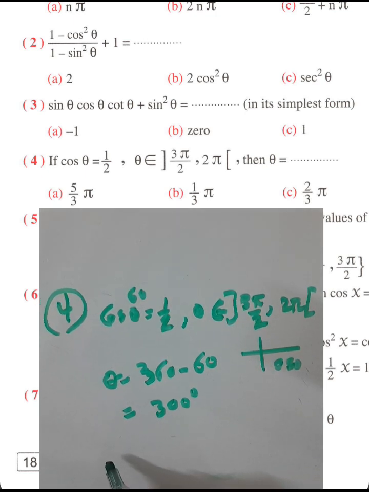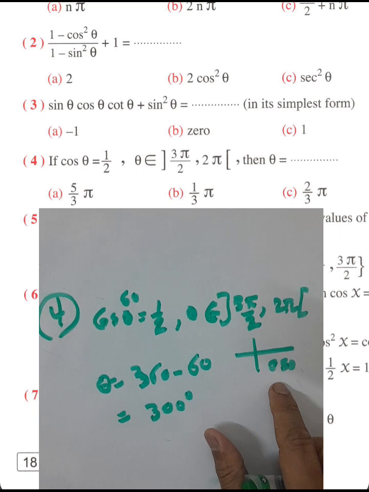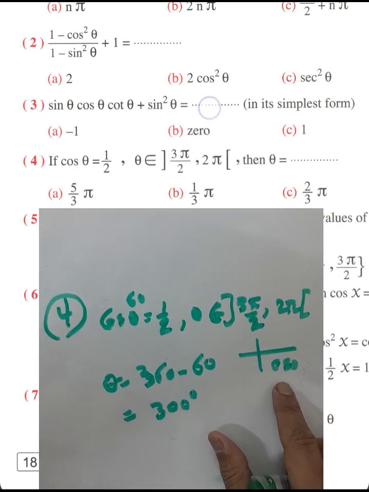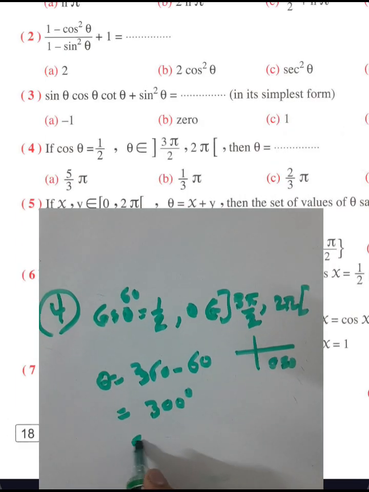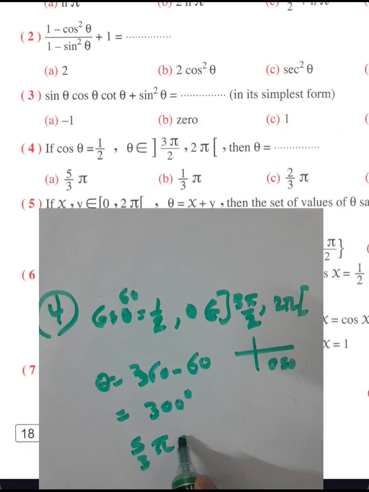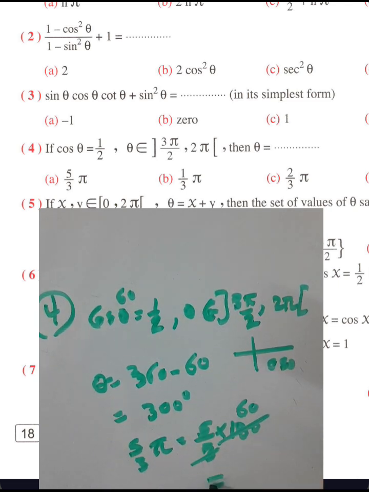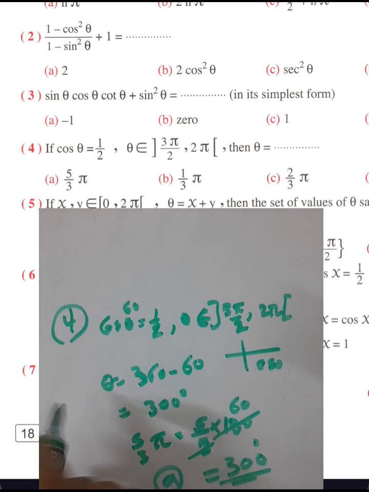Because the angle lies in that quadrant, its measure is 360 minus 60, which is 300. 300 degrees is 5 over 3 times pi, meaning 5 over 3 times 180. 180 divided by 3 equals 60, and 5 times 60 equals 300 degrees. Then you must choose letter E for question number 4.